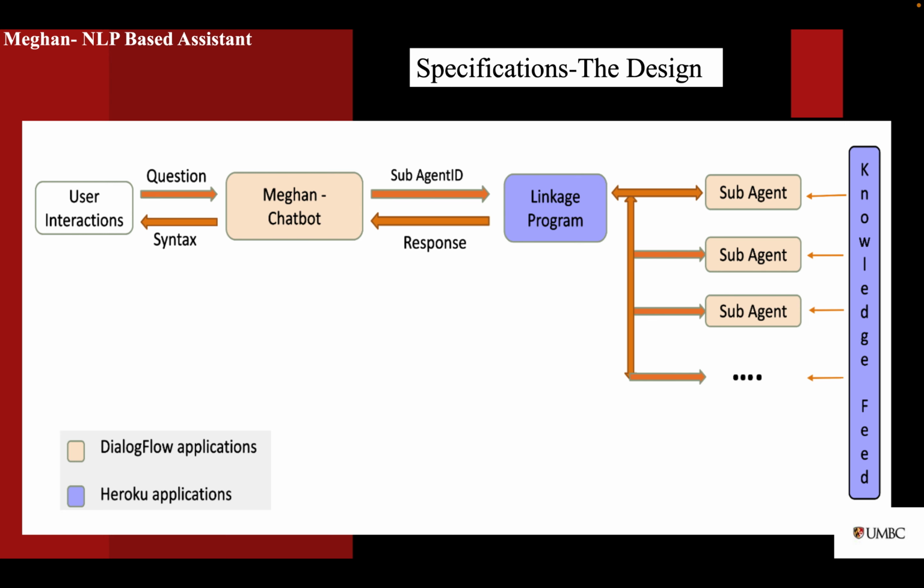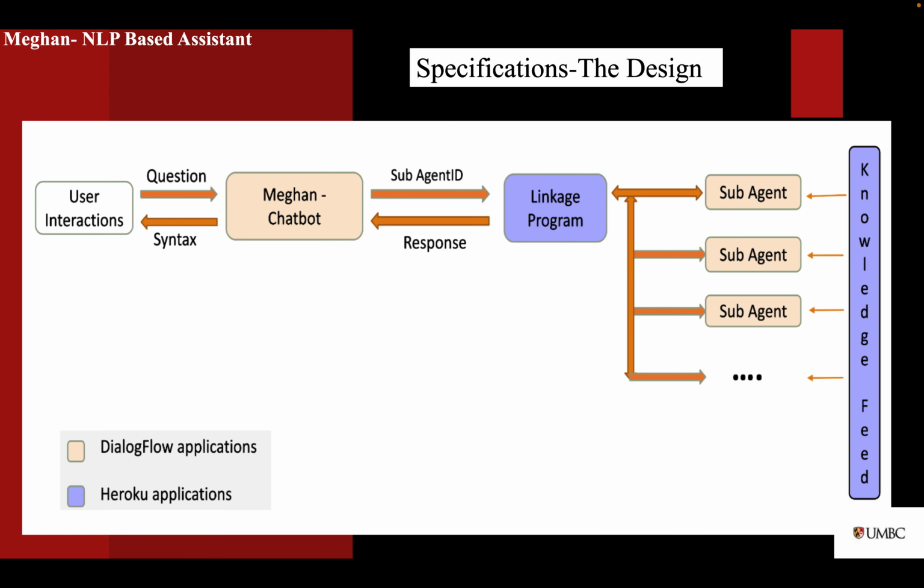Coming to the design of Meghan, the first contact, or the front-facing part, is the Meghan agent of Dialogflow. Whenever the user wants to chat, he talks to the Meghan agent. Meghan is trained with the information of the sub-agents and the knowledge they possess. This information helps Meghan decide which sub-agent contains the information on the question asked by the user. The sub-agent ID will be passed to the linkage bot hosted on Heroku.